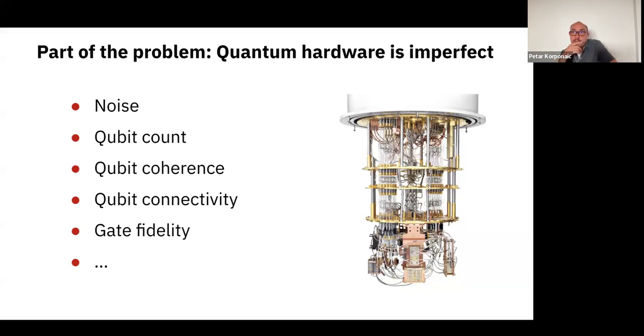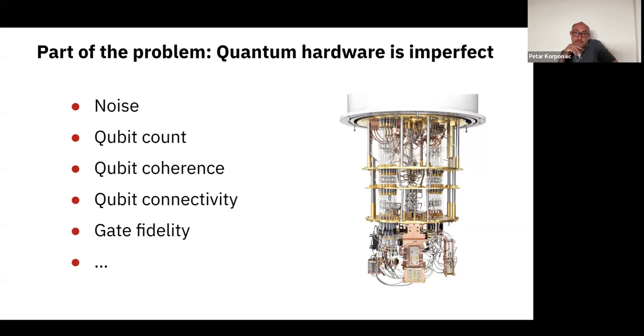A qubit is a basic unit of quantum computation. The number of qubits is a measure of how powerful a quantum computer is. This is not, of course, the only measure, but this is something that we count, and the more qubits, the better. But qubit count is a problem, because the more qubits we have, the more noise we have. So this is not easy.